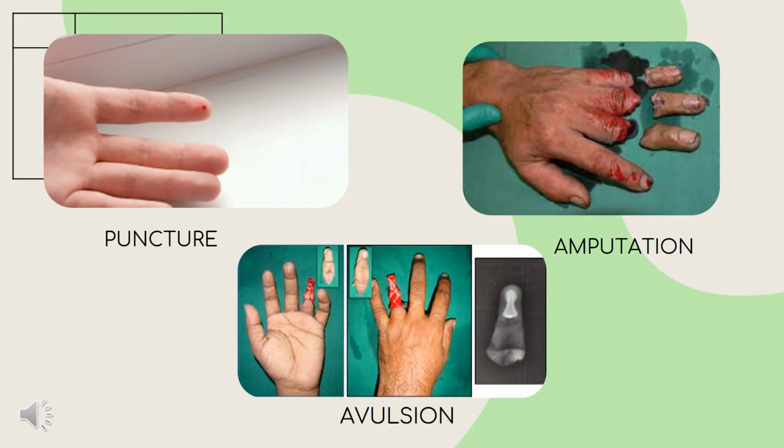Next, we have amputation. This is the cutting or the tearing off of a body part. And lastly is the avulsion. An avulsion is a partial or complete tearing away of the skin and the tissue beneath. This usually occurs during violent accidents, explosions, and gunshots.